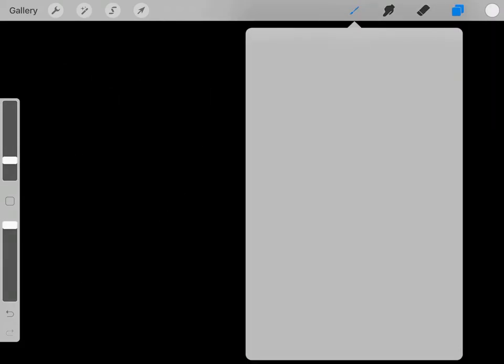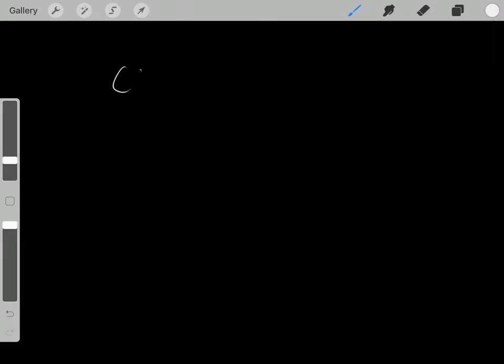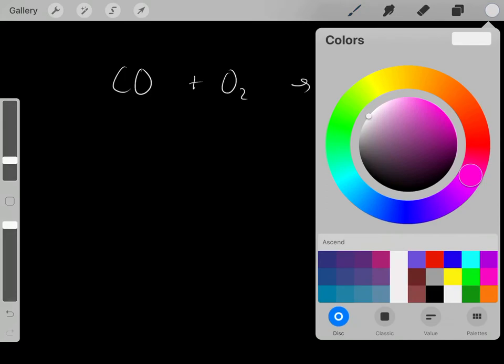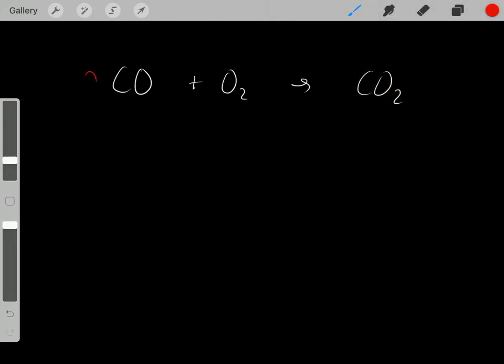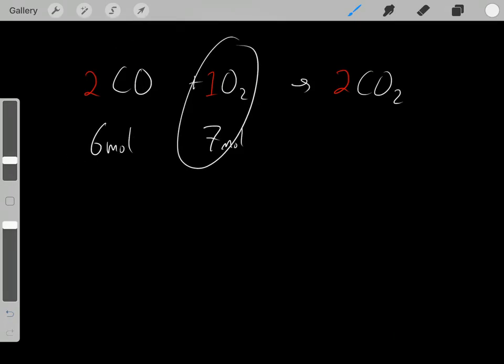So let's do another quick example. Let's say we have carbon monoxide reacting with oxygen, forming CO2. We know this reaction would have a balanced equation with 2 of these, 1 of these, and 2 of these. Let's say we have 6 moles of this carbon monoxide, and 7 moles of this oxygen. Which of these reactants is going to be the limiting reagent?